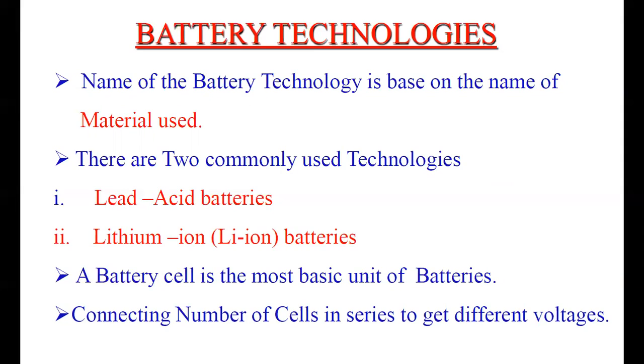A cell or a battery cell is the most basic unit of a battery, similar to a solar cell. A solar cell is the important part of the solar panel. Similarly, a battery cell is the most basic unit of the battery, connecting a number of cells in series to get different voltages. In the solar panel, the different solar cells are connected to get a solar module, and then it is connected to get the solar panel and solar array. Similarly, the number of cells are connected in series to get different voltages in the case of a battery.